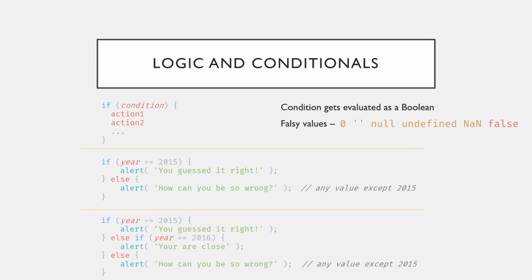Alright, so with that out of the way, we can now interact with the user and use the power of conditionals to make decisions based on their input. So we'll start off with the if statement. The if statement evaluates a condition in parentheses, and if the result is true, as a Boolean, executes a block of code. Let's try it out.